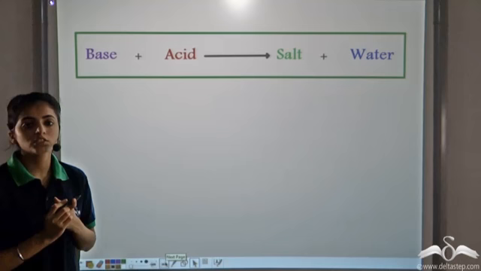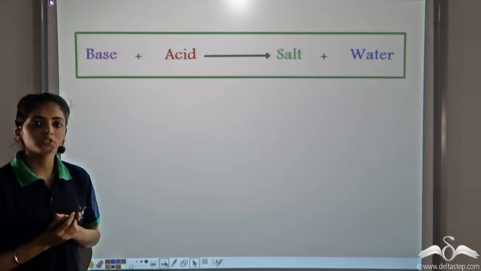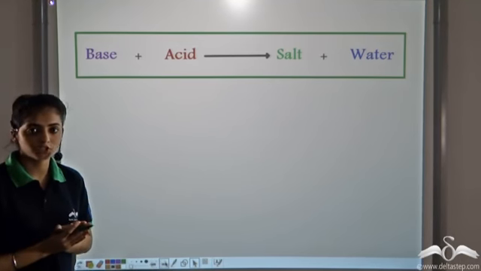Let's see some reactions of sulfuric acid. That is, let's study the chemical properties of sulfuric acid. We know the reaction of a base with an acid. Whenever a base reacts with an acid, it forms salt and water. This reaction is known as neutralization reaction.